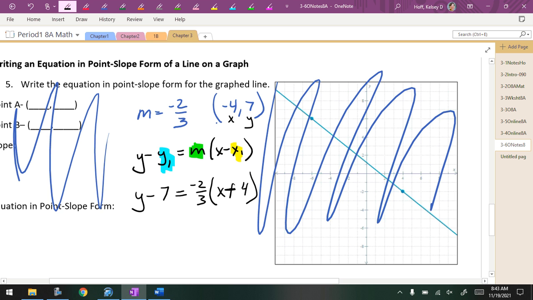That's so hard. Okay? That's everything you're doing today. Writing the equation, pulling the information from the equation, and graphing it. All you have to remember is the point is opposite of the equation.